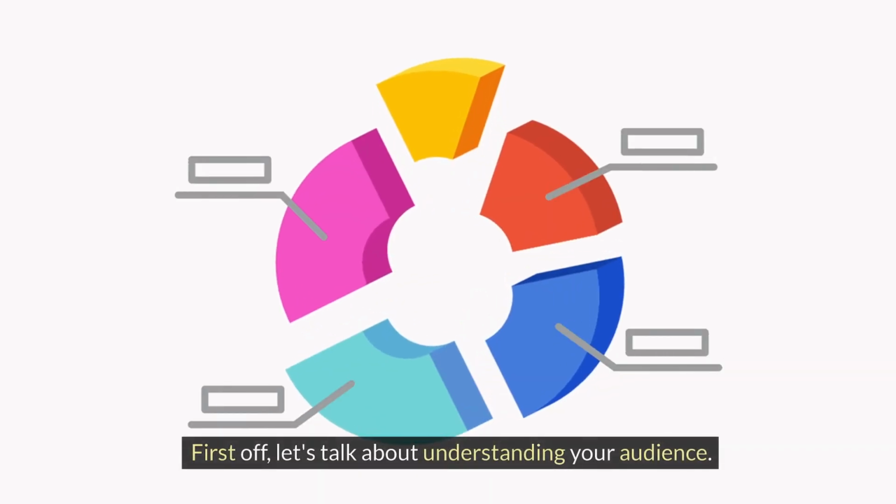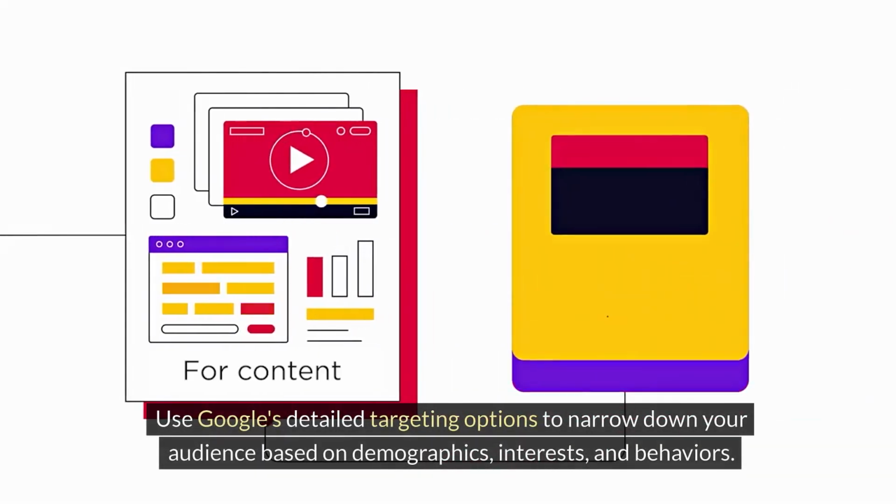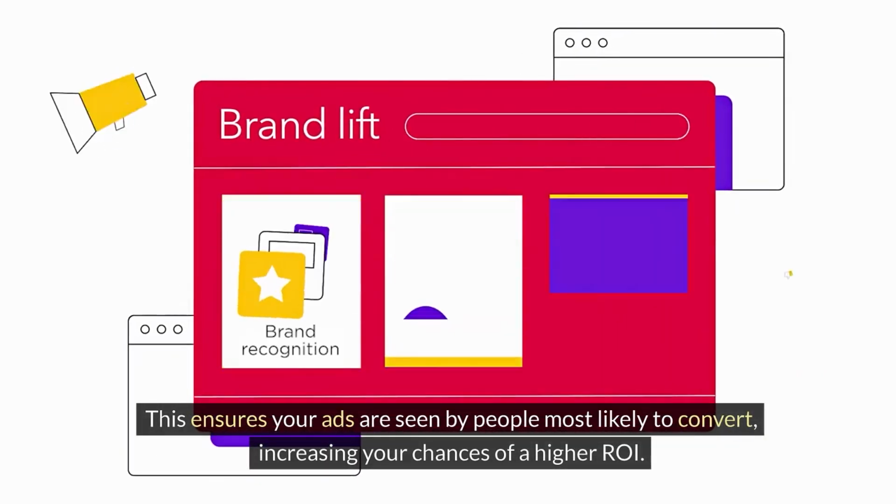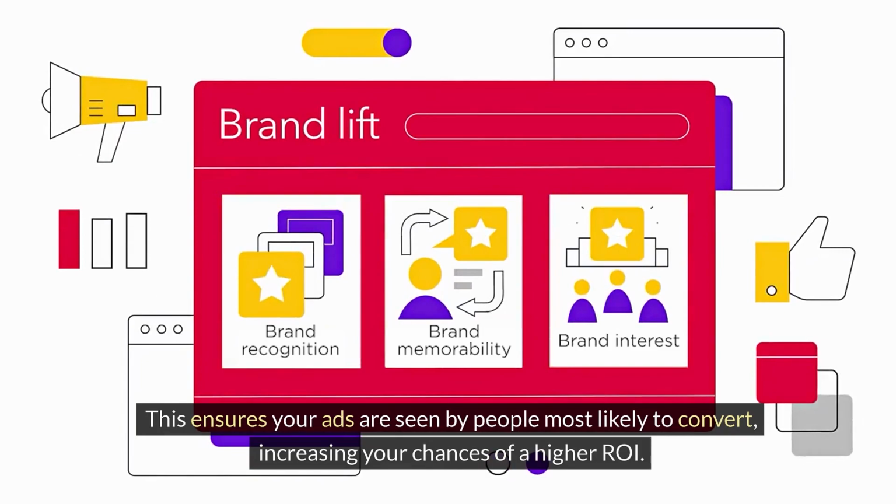First off, let's talk about understanding your audience. Knowing who you're targeting is half the battle won. Use Google's detailed targeting options to narrow down your audience based on demographics, interests, and behaviors. This ensures your ads are seen by people most likely to convert, increasing your chances of a higher ROI.